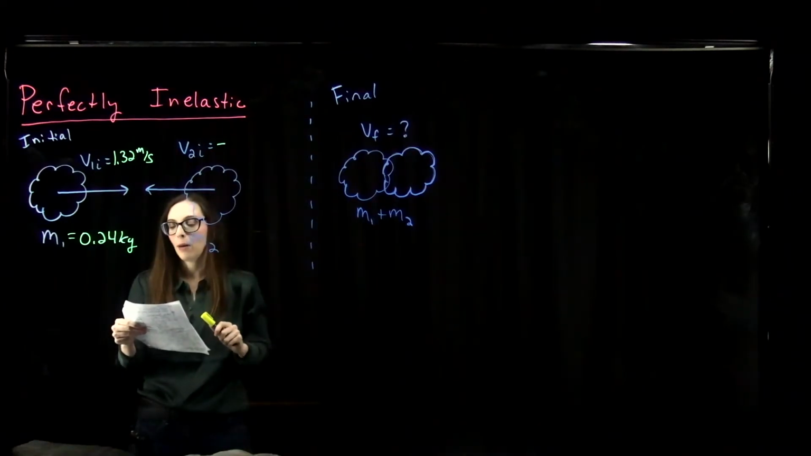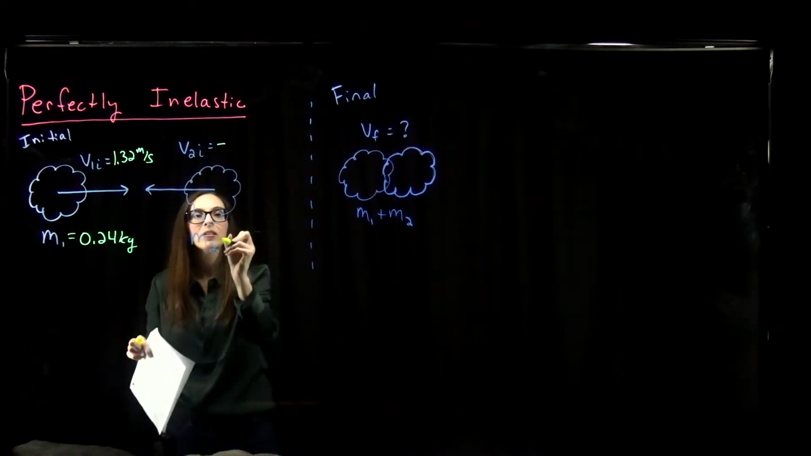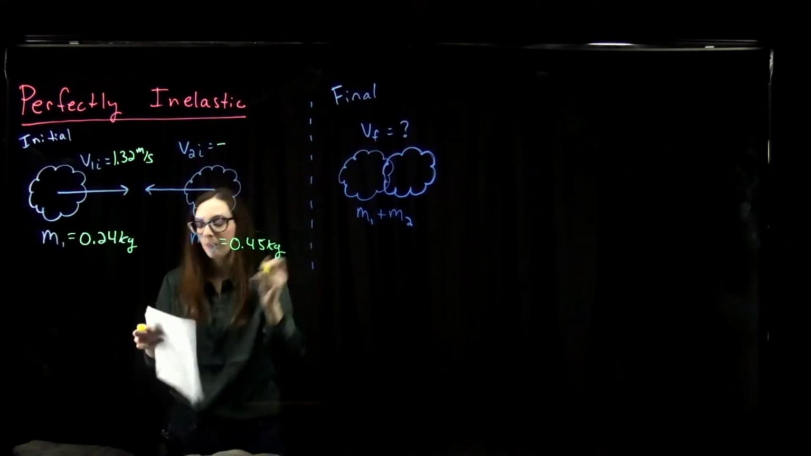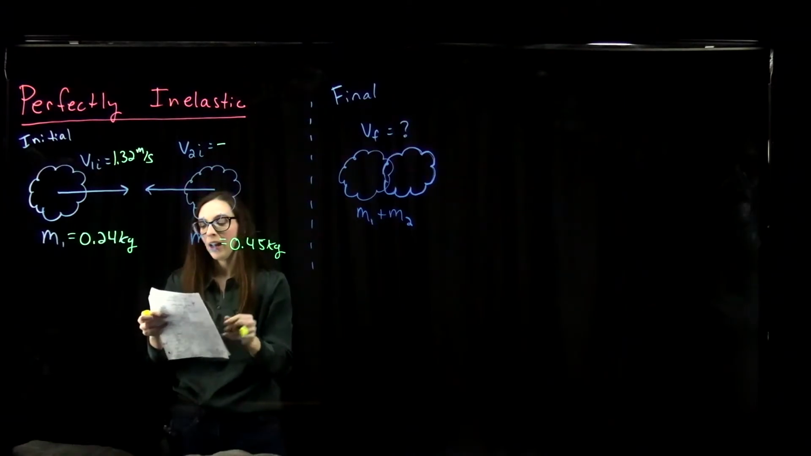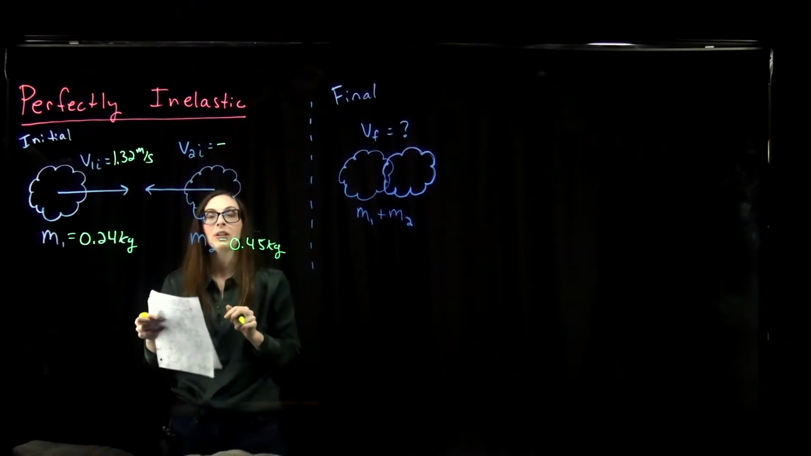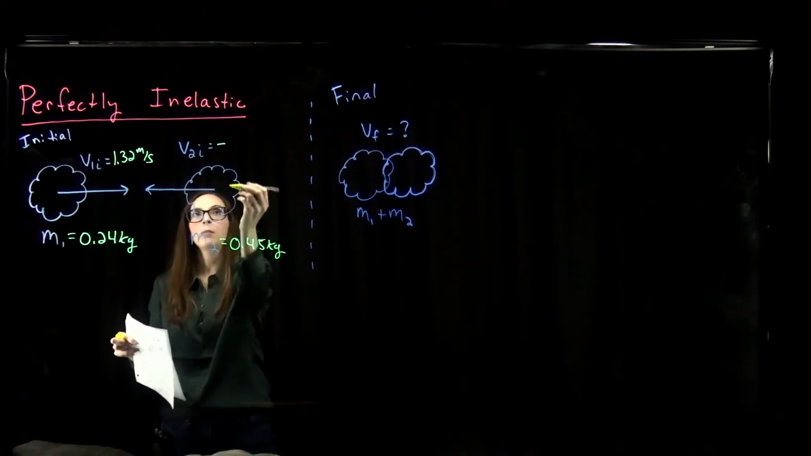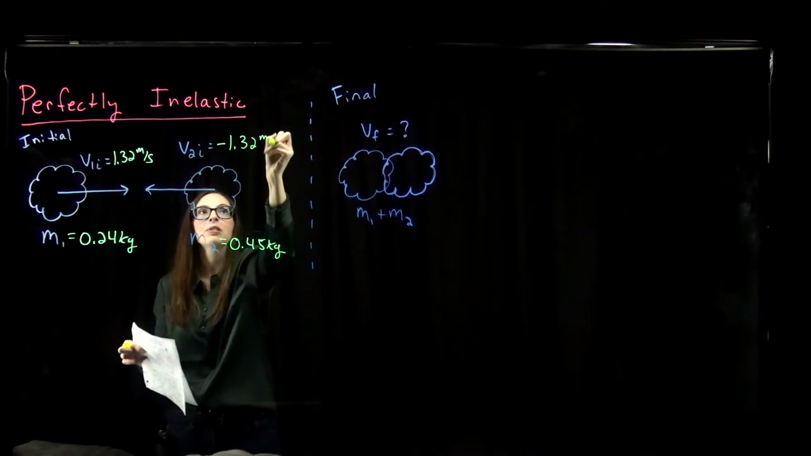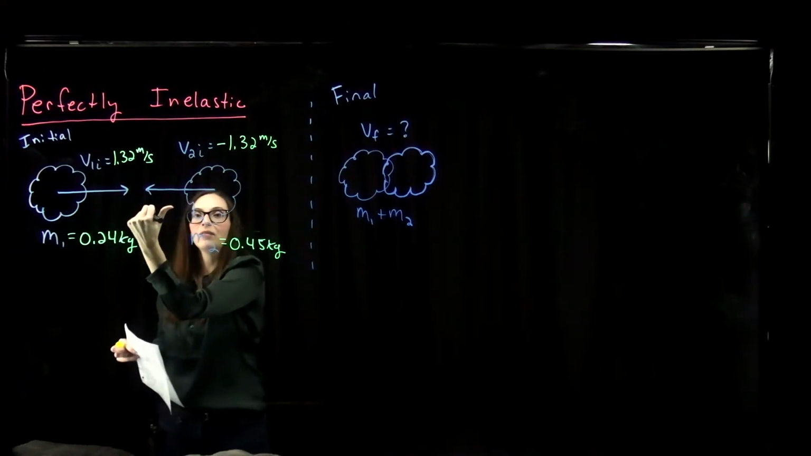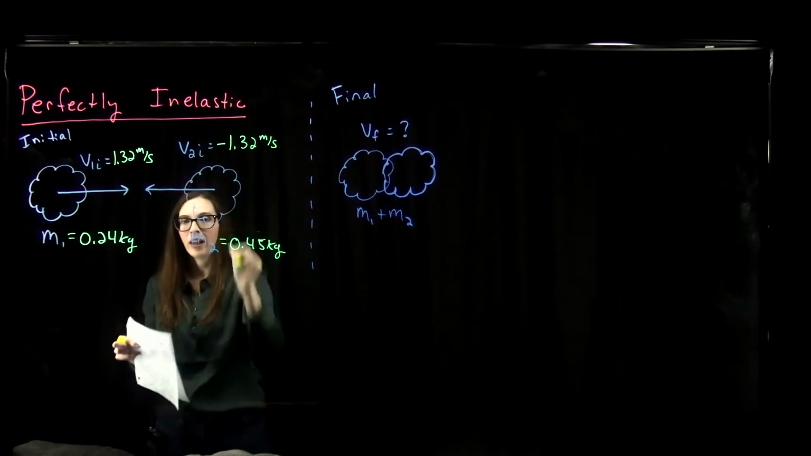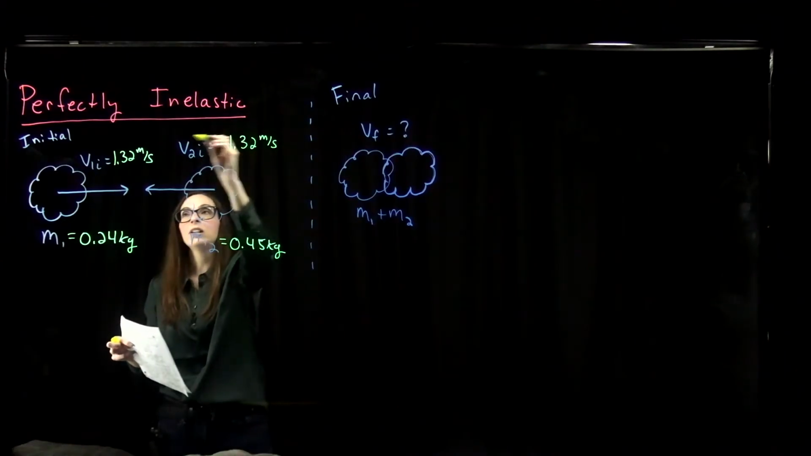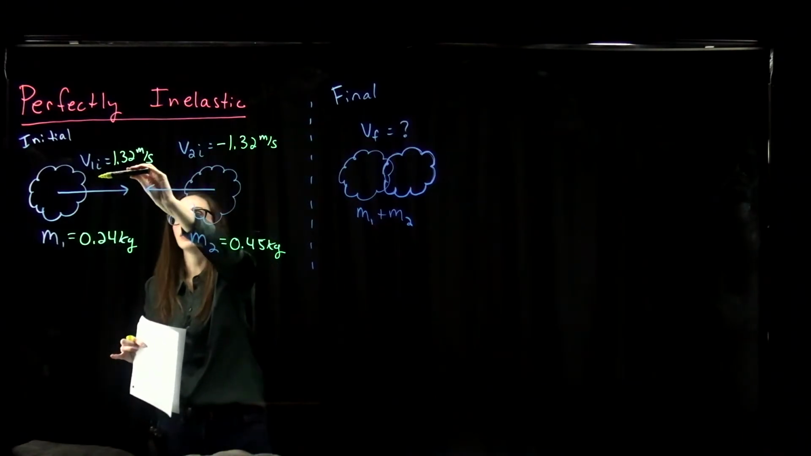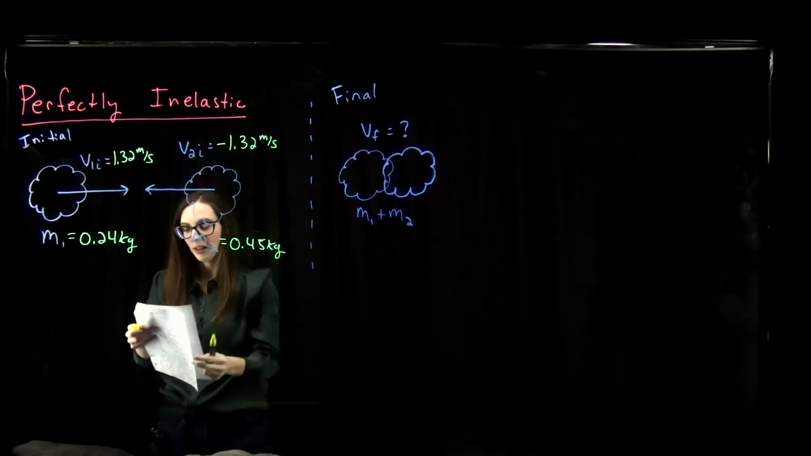A second clay ball of mass 0.45 kilograms is moving to the left at 1.32 meters per second. It's moving to the left, so I'm going to give it a velocity of minus 1.32 meters per second. If we're going to call to the right positive velocity, we're going to call to the left a negative velocity. So the magnitudes of their velocities are the same, but they're moving toward each other. So one of those velocities needs to be positive, the other one needs to be negative.